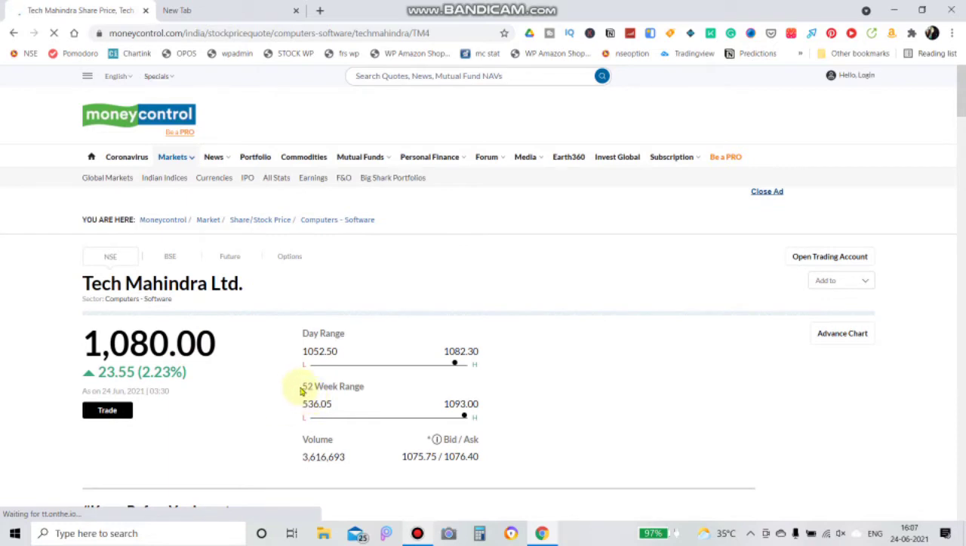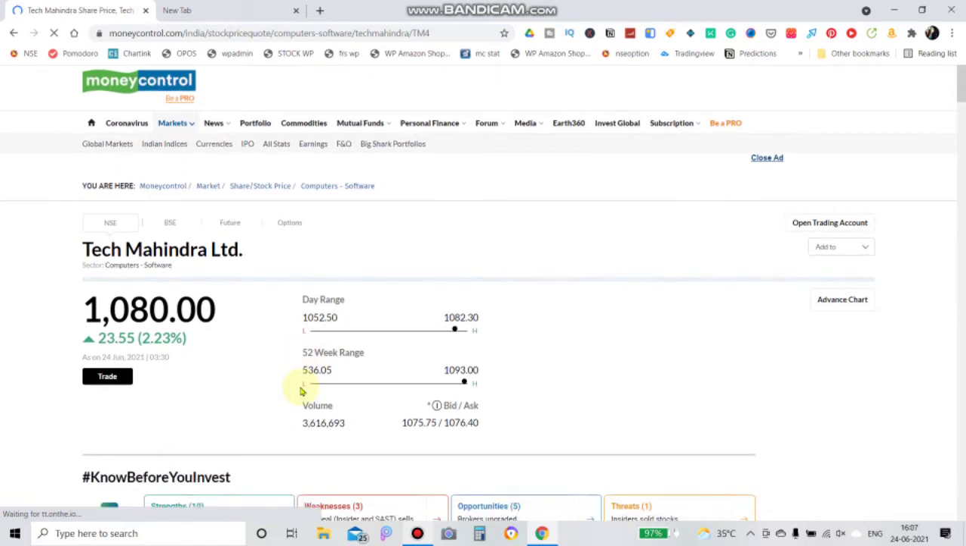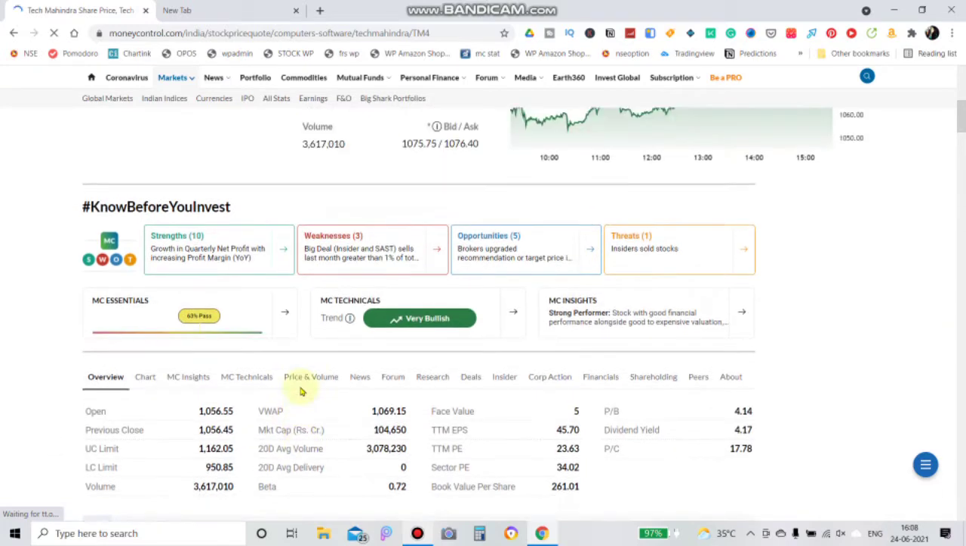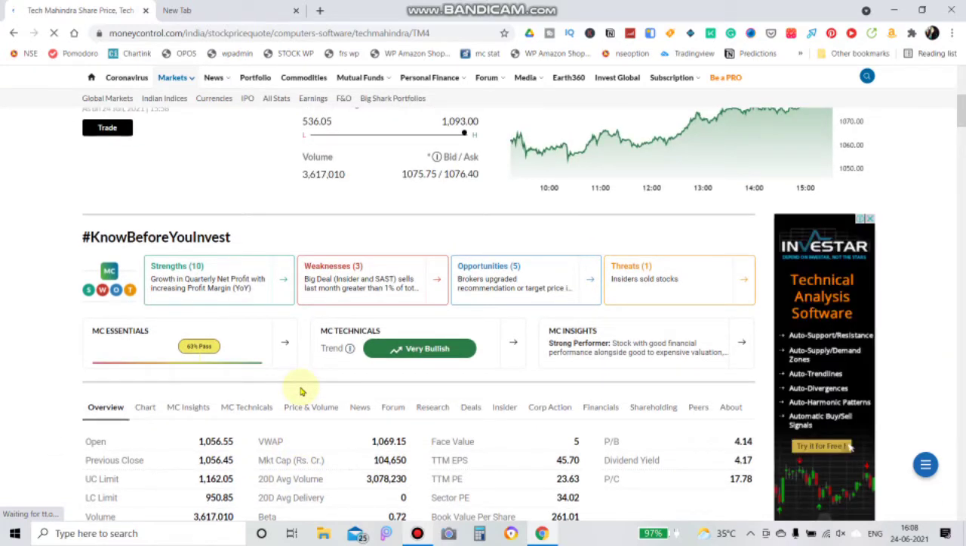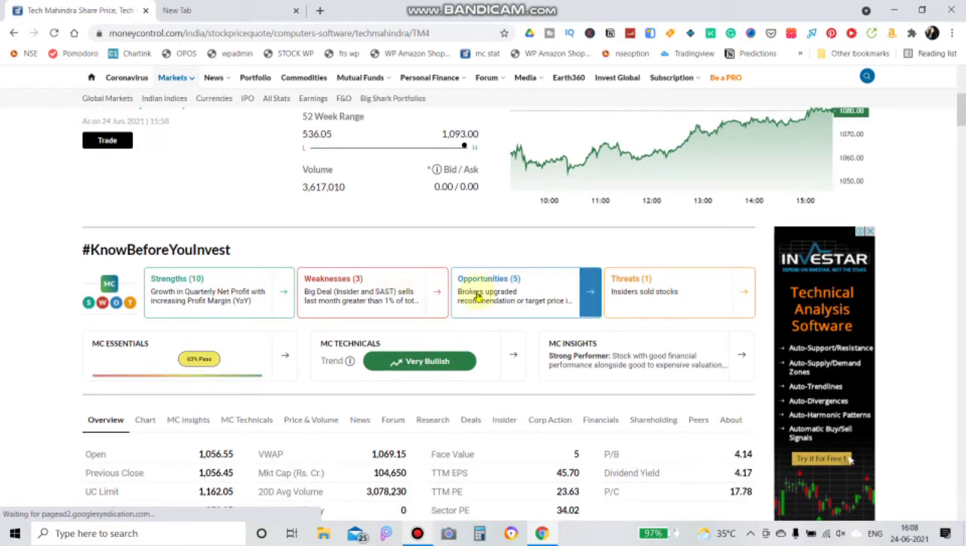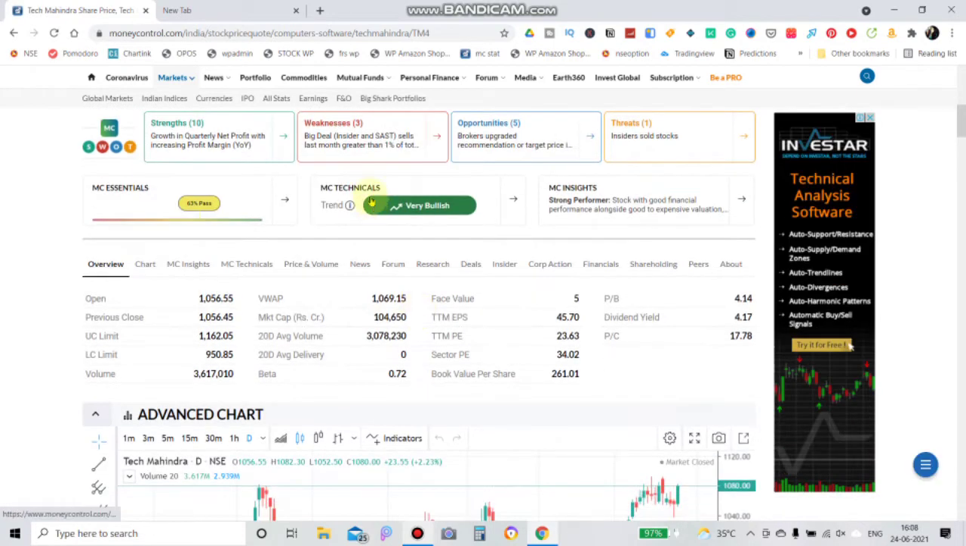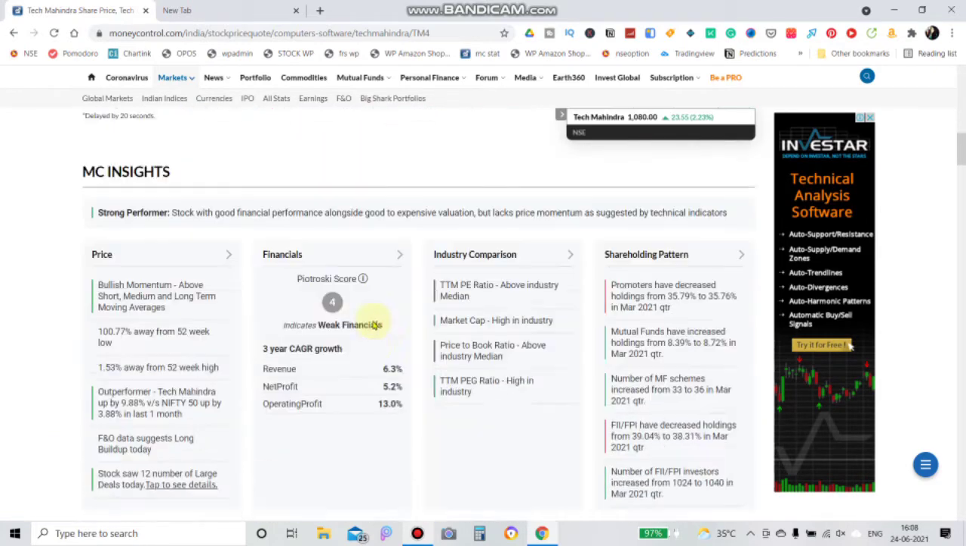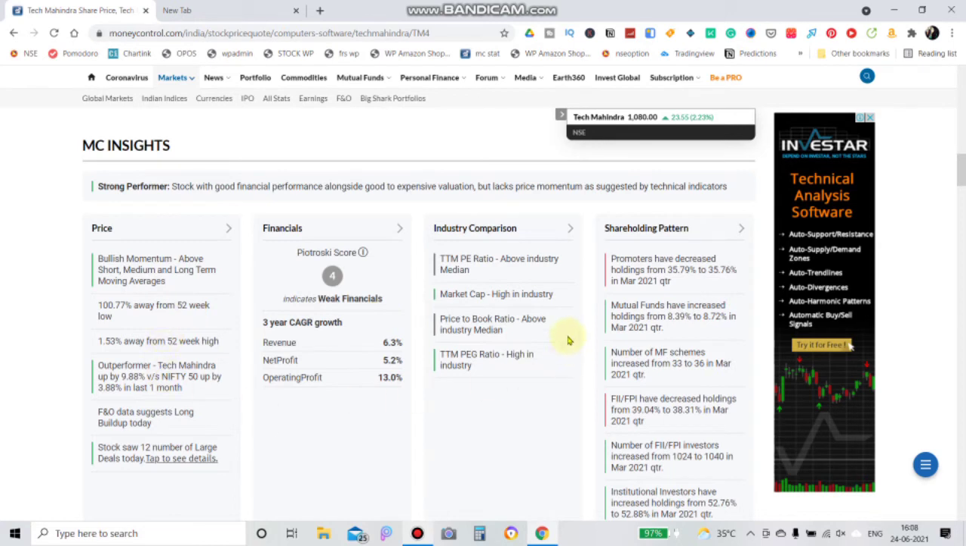Okay, the last trading price was 1080. If you look at the Moneycontrol website, you can quickly see the investing opportunities, that is the fundamental side. On the fundamental side, you can quickly see the strength, weakness, opportunity, threat, all these things. And technically, it is very bullish. If you want to see all the technicals, you can quickly go through this.